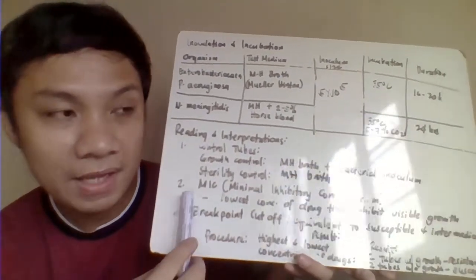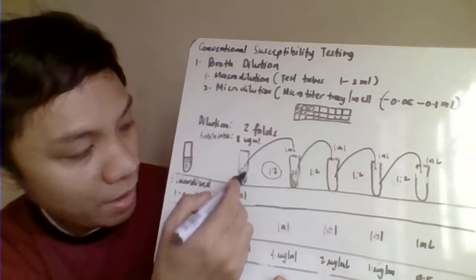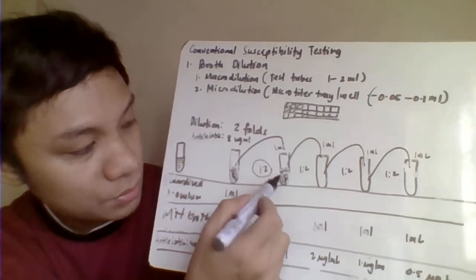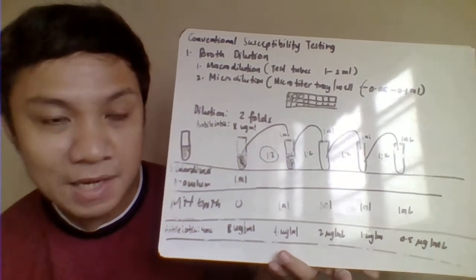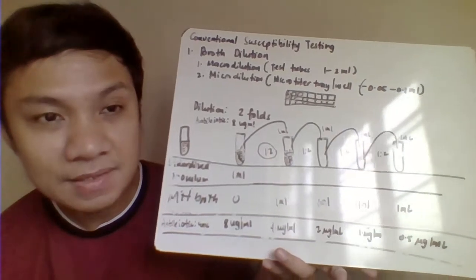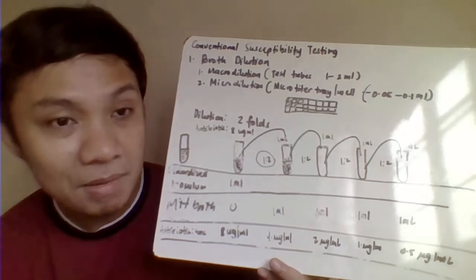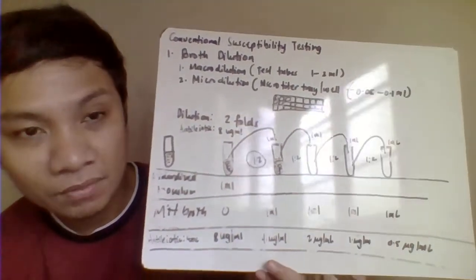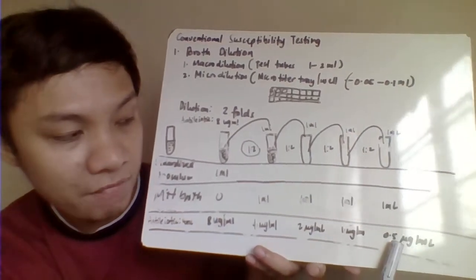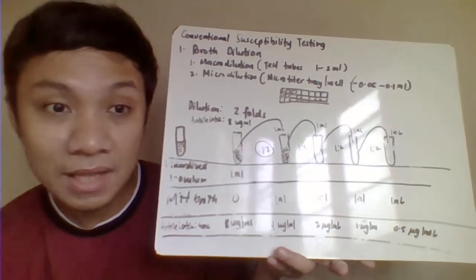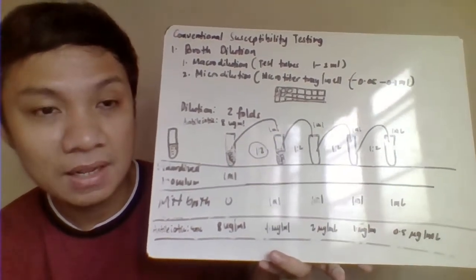How are we going to identify the MIC? Like for example in this one. Tube number 1, for example, may growth siya. Tube number 2, may growth. 3, 4, and 5, wala silang growth. So, pag sinabing MIC, again, this is the lowest concentration of the drug that try to inhibit the growth. Mean to say, mamimili ka dito sa walang growth or clear na solution. So, since ito ang pinaka-lowest na concentration, 0.5 microgram per ml, that's considered here as our MIC, minimal inhibitory concentration.